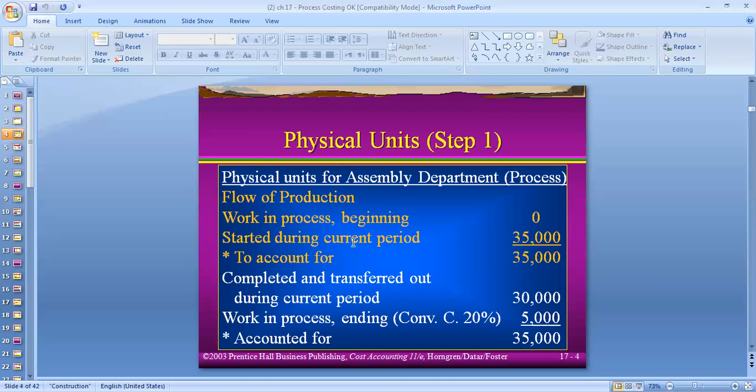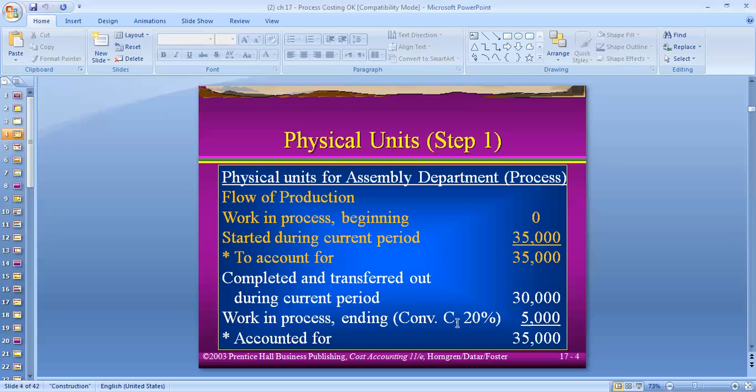Then we started during the current period 35,000. So we started to produce 35,000. I have no work in process at beginning, that is 0, plus 35,000 units I have to produce. I am accounting for 35,000. What about the output? He told me that completed and transferred out during the current period, transferred to the next process, equals 30,000. I began with 35,000, and as 30,000 are completed, I have 5,000 in work in process. Work in process at end is 5,000.